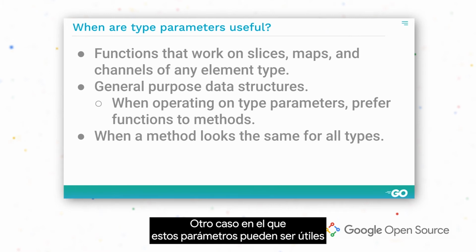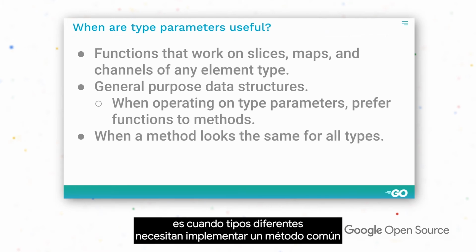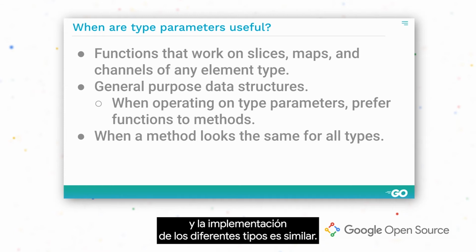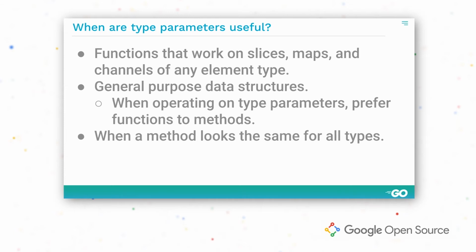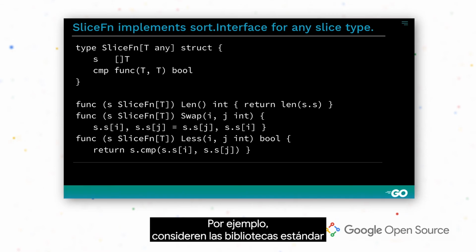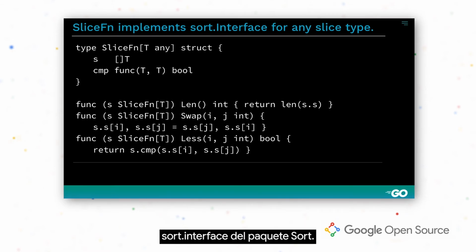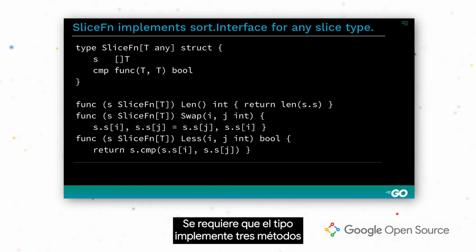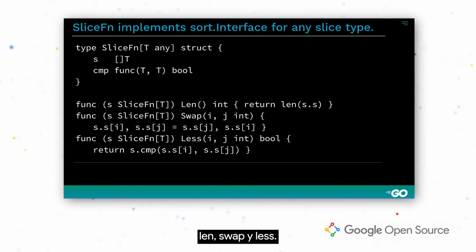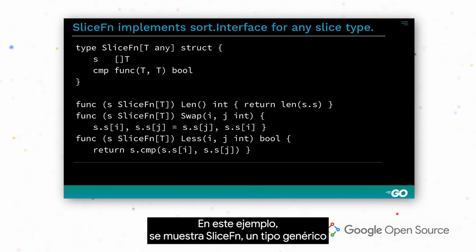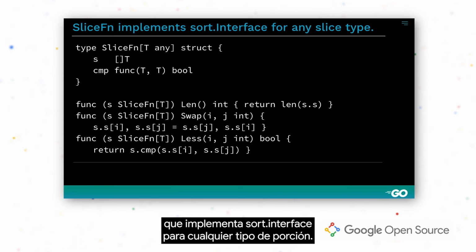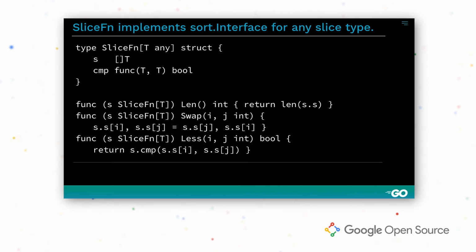Another case where type parameters can be useful is when different types need to implement some common method and the implementation for the different types all looks the same. For example, consider the standard library's sort.Interface from the sort package. It requires that a type implement three methods, Len, Swap, and Less. This example shows SliceFun, a generic type that implements sort.Interface for any slice type.